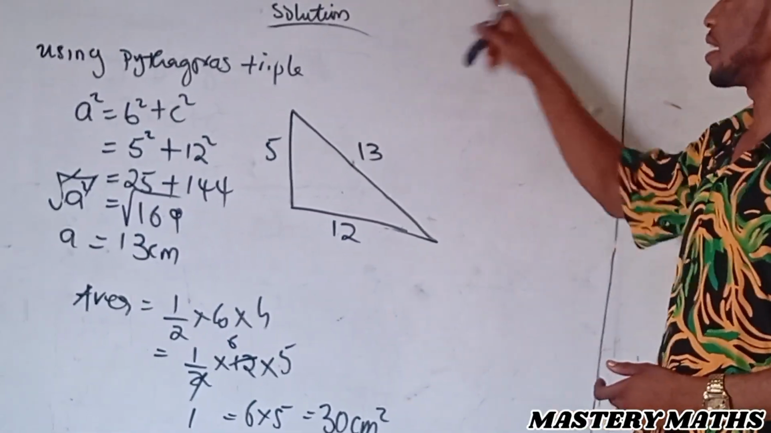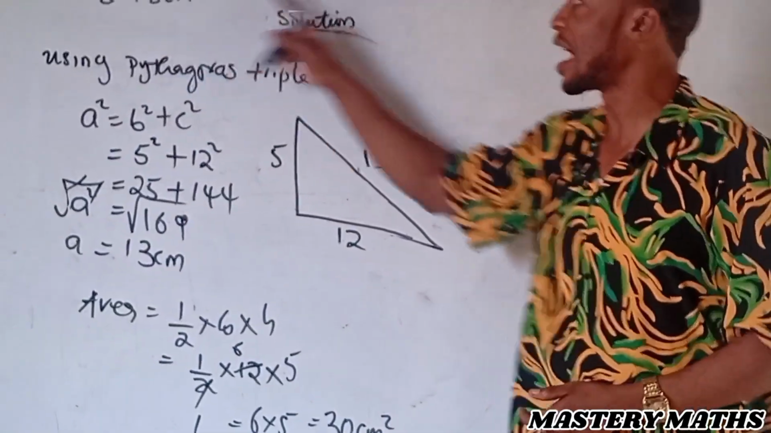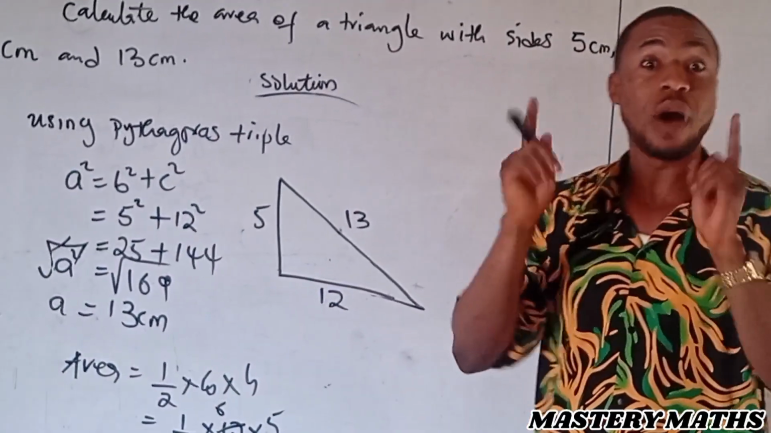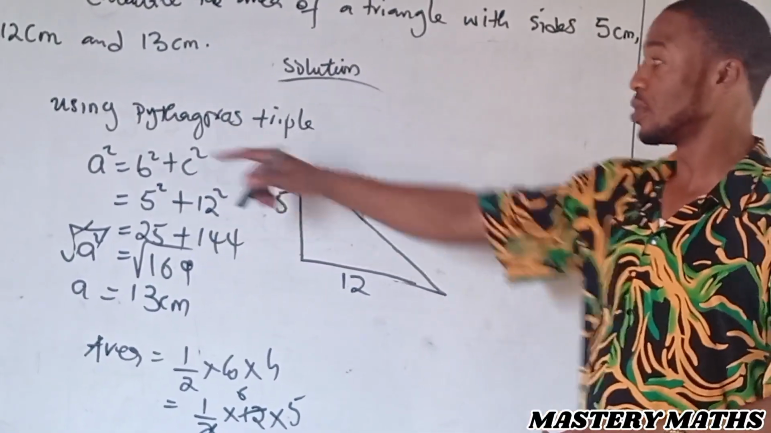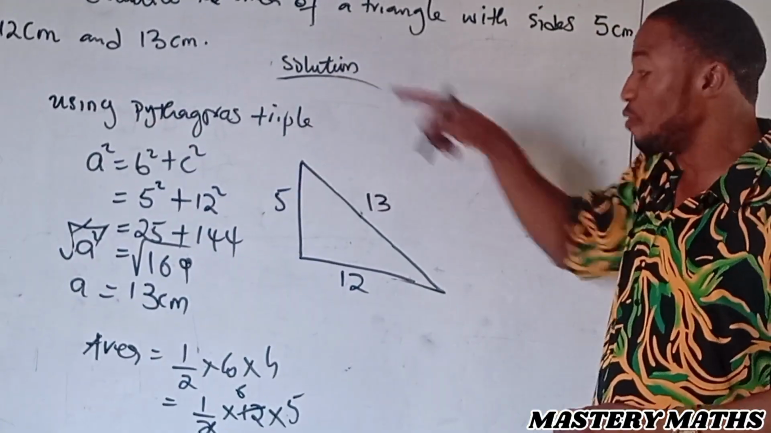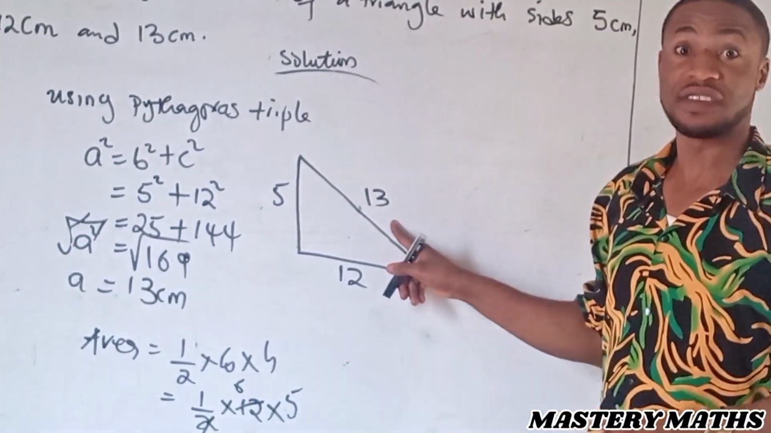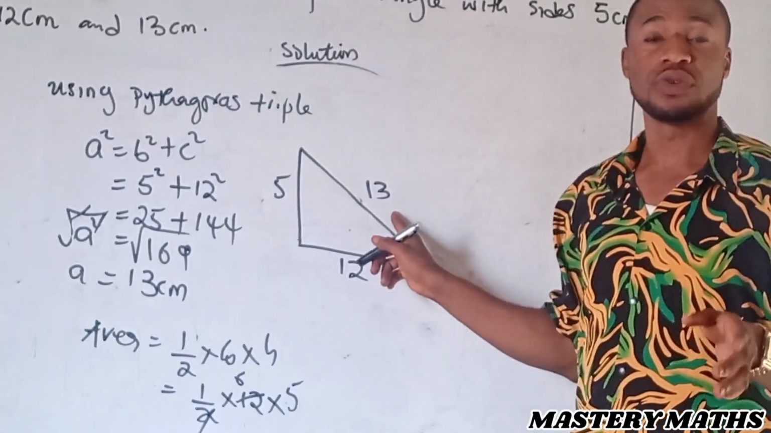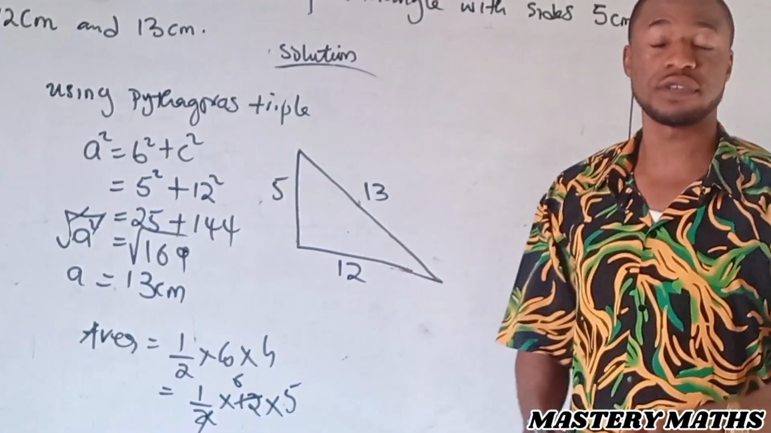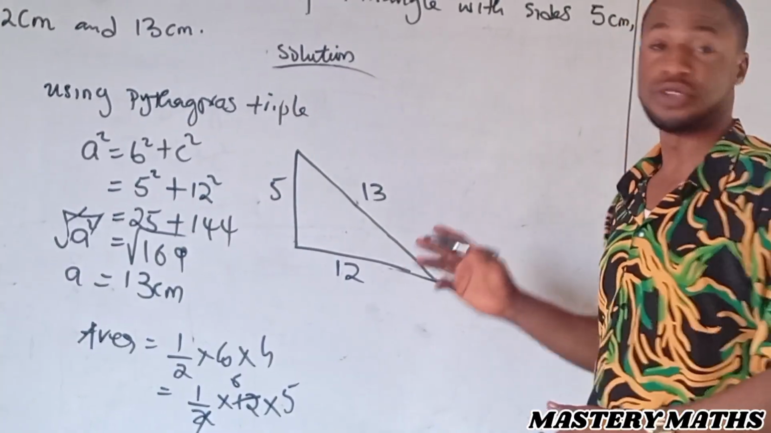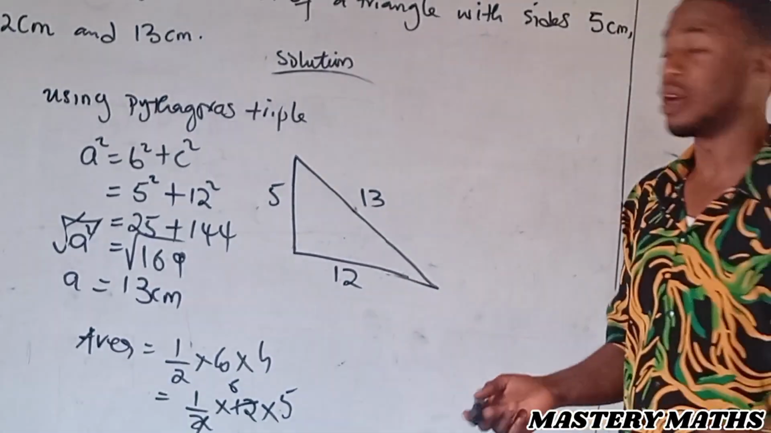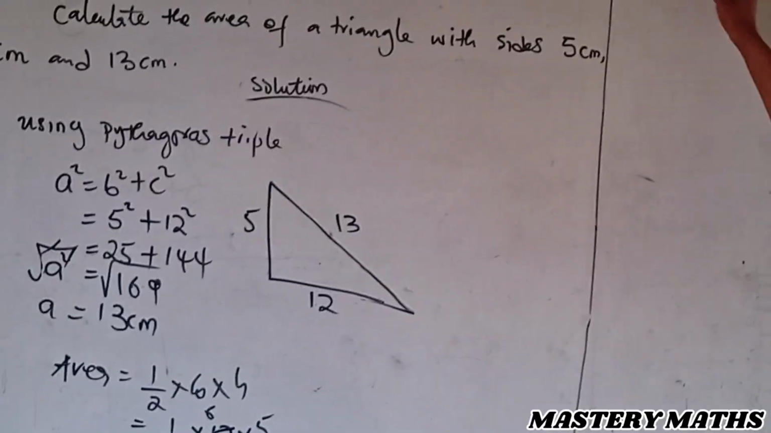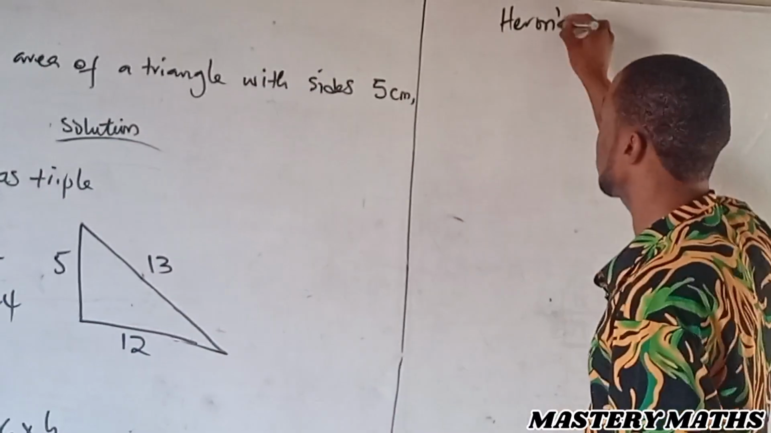In case you are given a triangle with 3 sides, and you are asked to find the area of the triangle, and you used the Pythagoras triple and it didn't give us the third one, which shows it's not a right angle triangle, you use Heron's formula. Heron's formula is what you can use to overcome such questions. It works in all angles. Now, what is Heron's formula? This is the formula. This is Heron's formula.